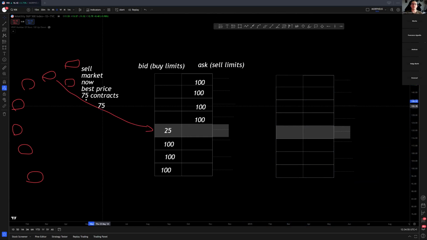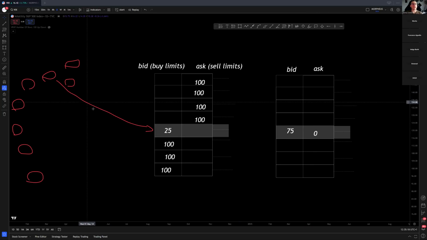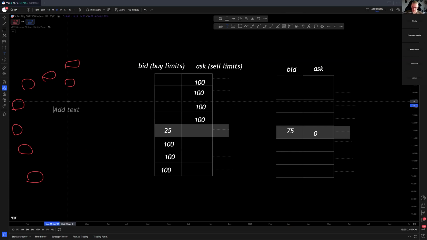So we were 100, 75 were bought, and they go right here in the footprint, in the bid column. Here we have the ask column. And automatically our footprint puts a 0 here because we have this level. Then another guy comes and says, hey, you know what? I need to actually buy at the best price, market, 325 contracts.